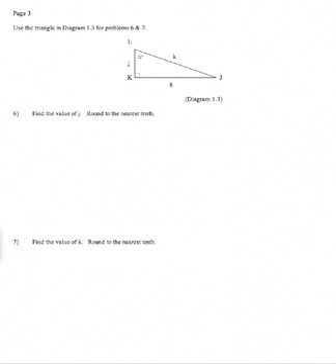Page 3 says, use the triangle in diagram 1.3 for problems 6 and 7. And the first question, number 6, says, find the value of j, round to the nearest tenth. So we know an angle here already, 72. It's 72 degrees here. And we want to find out what j is.